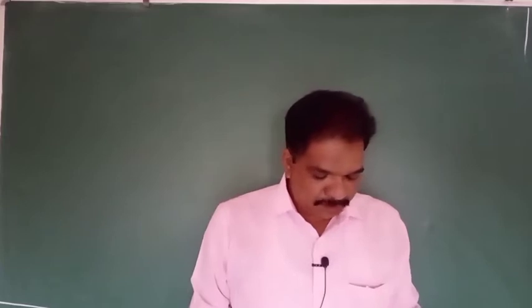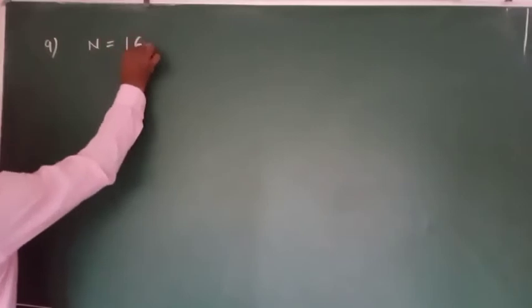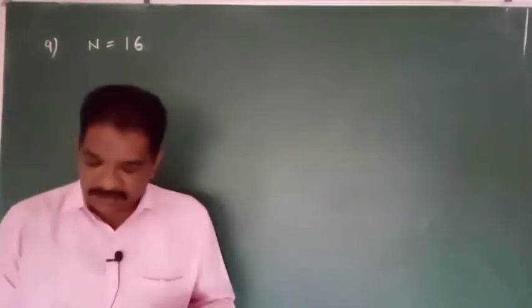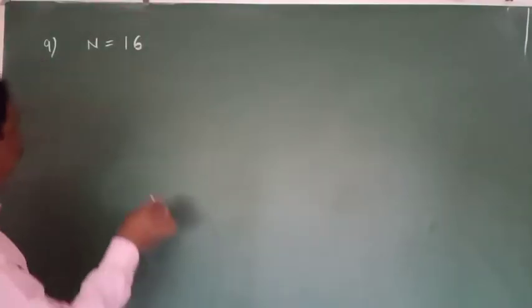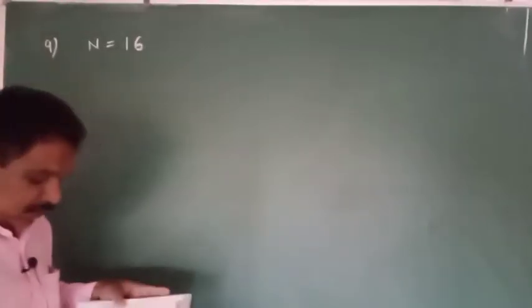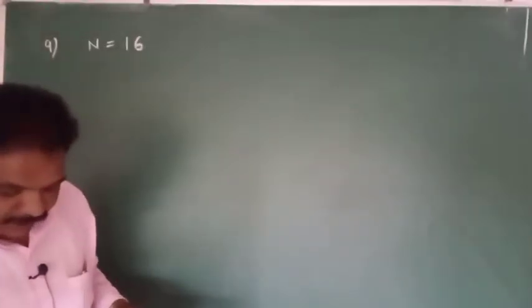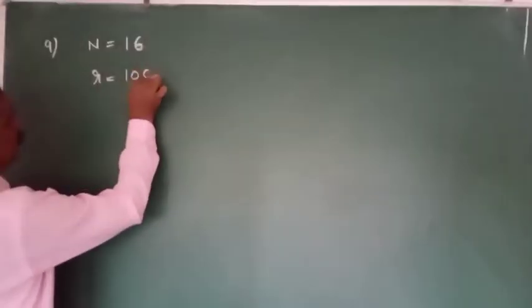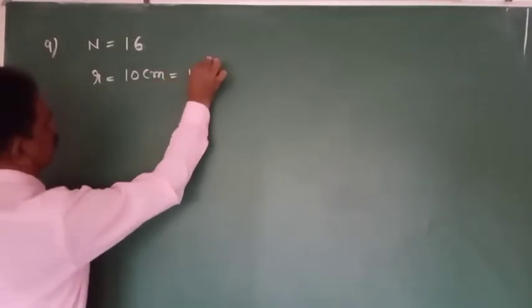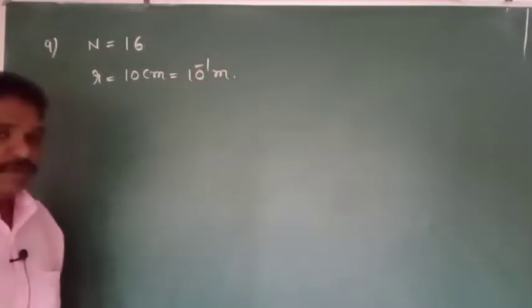See the ninth problem. A circular coil of 16 turns. What they are asking: a circular coil of 16 turns, so N value will be equal to 16, carrying a current of 0.75 ampere. The circular coil has a radius of 10 centimeter, so radius is equal to 10 power minus 1 meter.